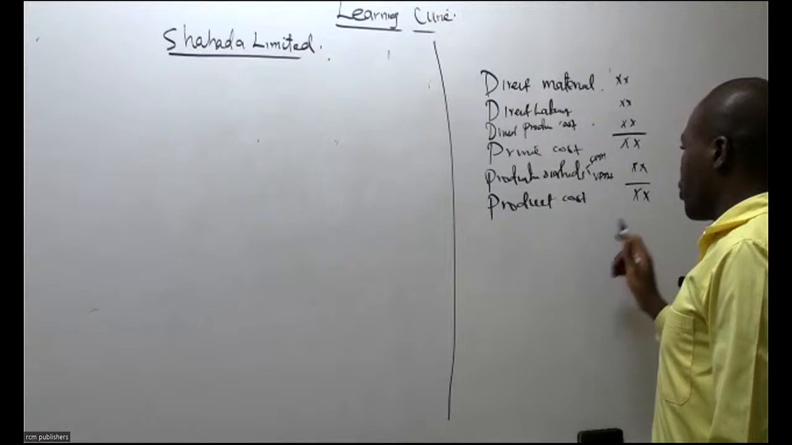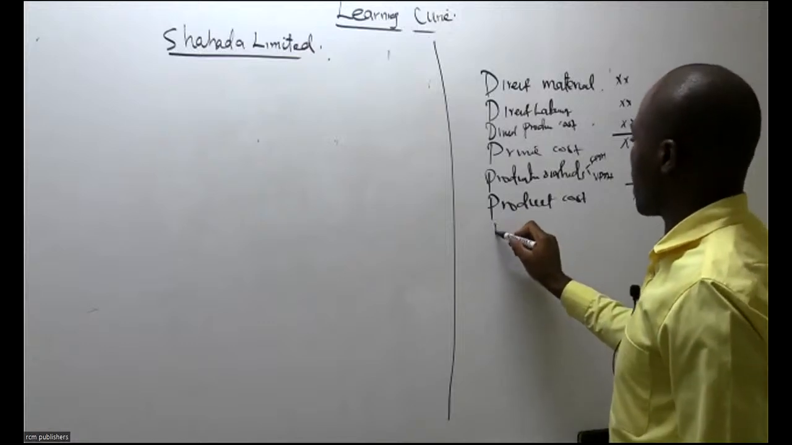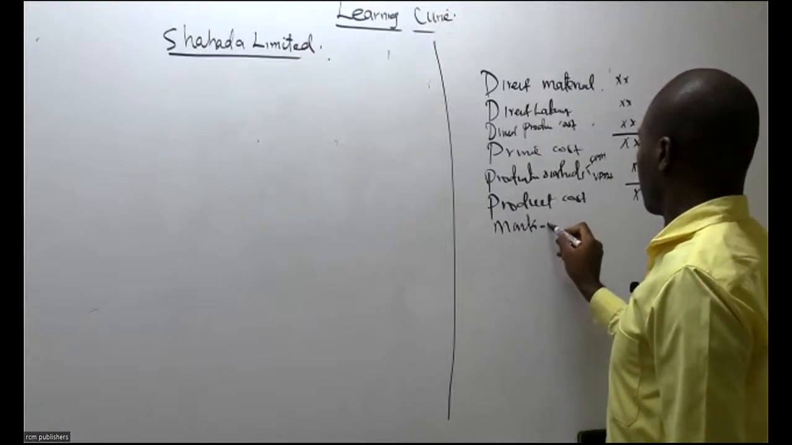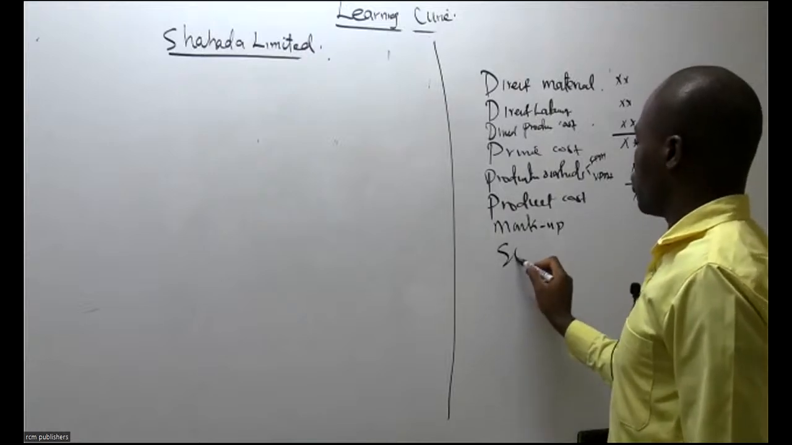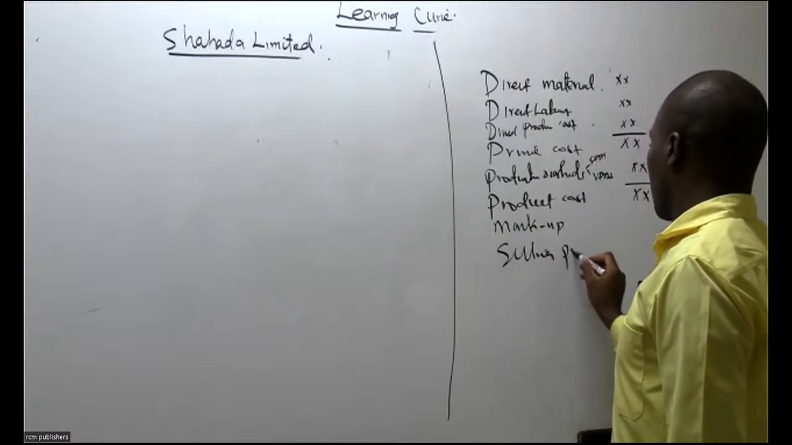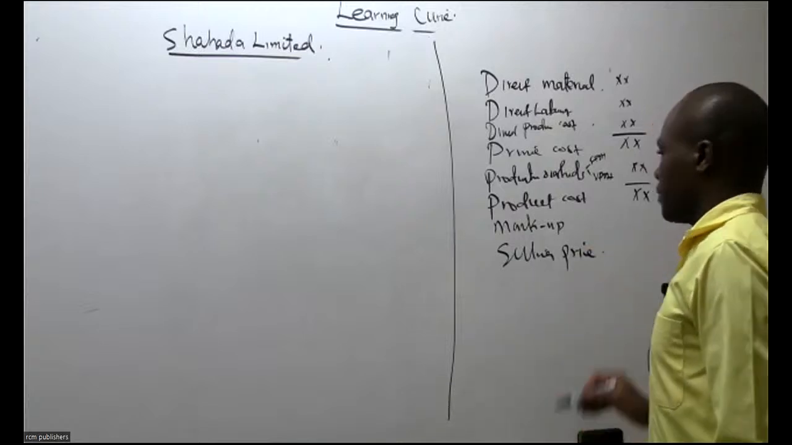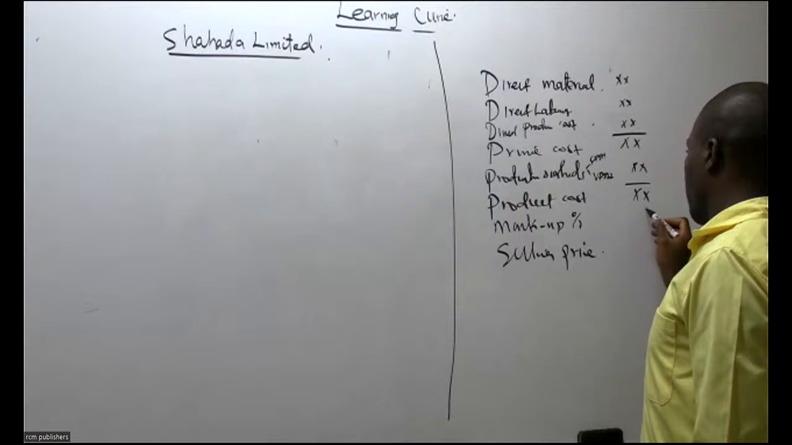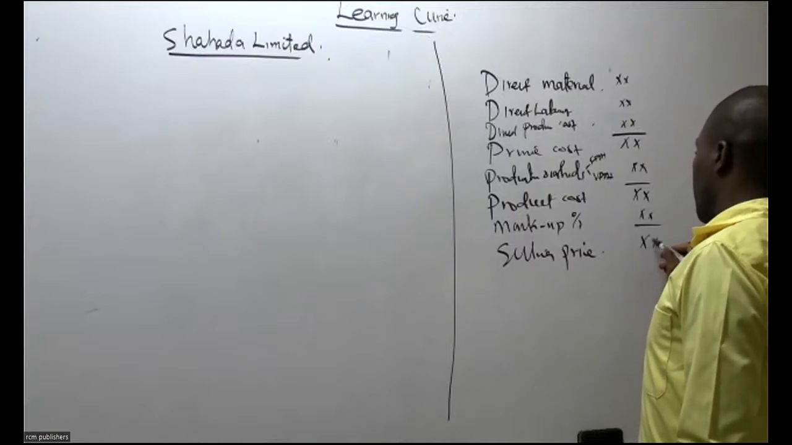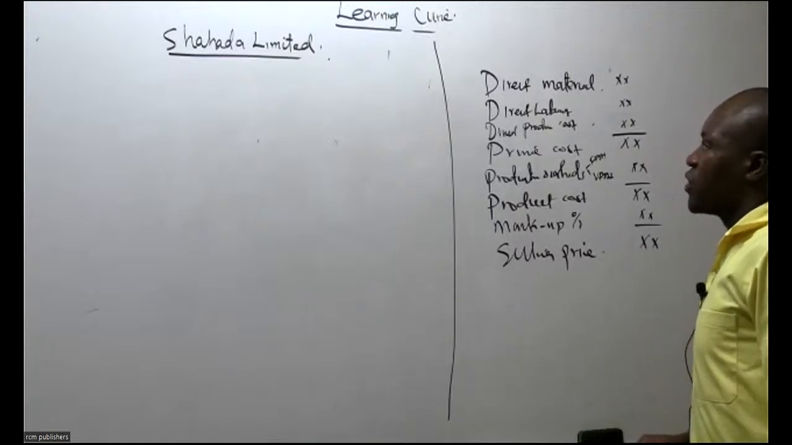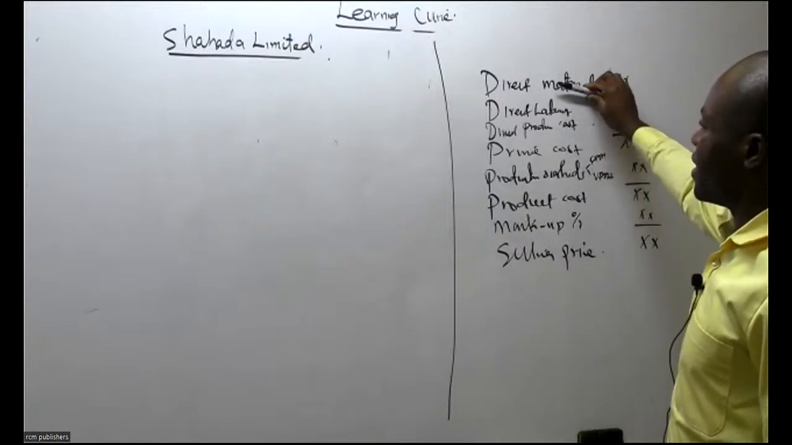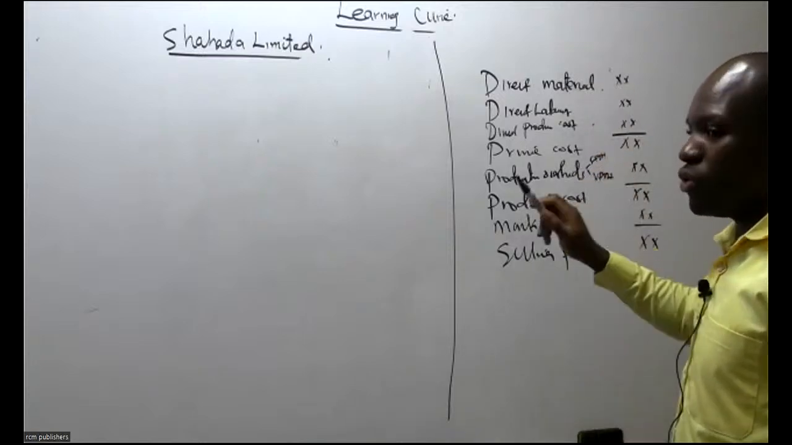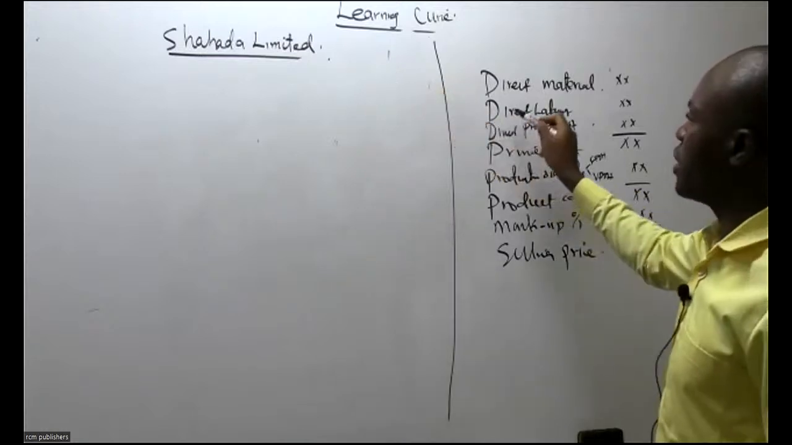After having the product cost, you will give us markup, for us to be able to arrive at what we call selling price. Maybe a given percentage of the production cost, then you arrive at the selling price. So all this, I think, is given. The only thing they have not given you, which you need to calculate under this topic, is this one here.